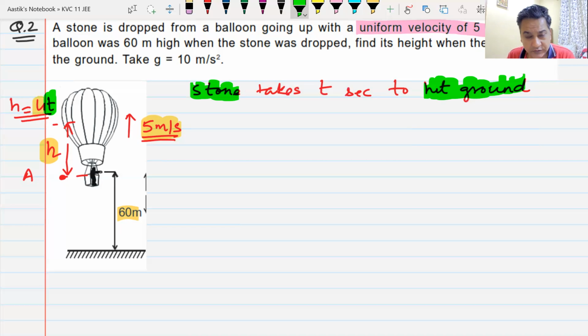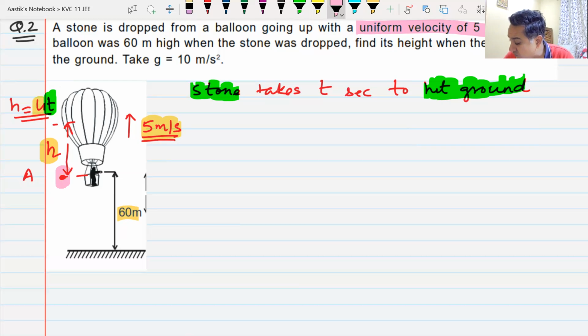How am I going to find it out? I will have to apply equations. Now, as soon as this stone is thrown or dropped, this stone is moving under gravity. So the motion of the stone is motion under gravity. The motion of the balloon is definitely not motion under gravity, but the motion of the stone is definitely motion under gravity. So I look for the motion of this stone.